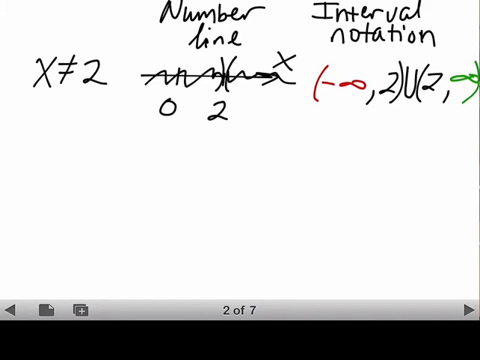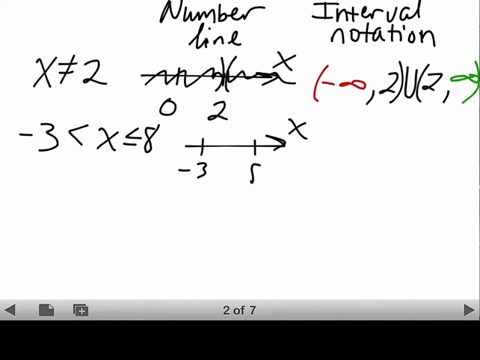Another kind of compound inequality uses two inequality symbols, as in the case of -3 is less than x, which is less than or equal to 8. This kind I would prefer to read as x is between -3 and 8. We'll mark -3 and 8 on the number line. I'll put a 0 for completeness, even though it's not necessary for orientation in this case.